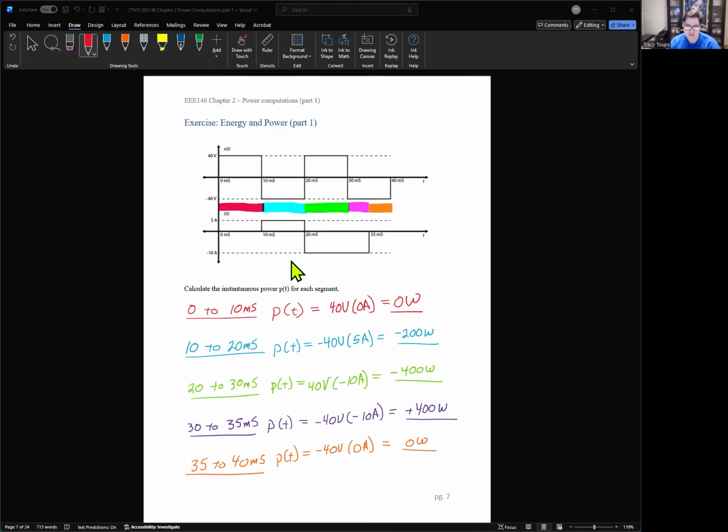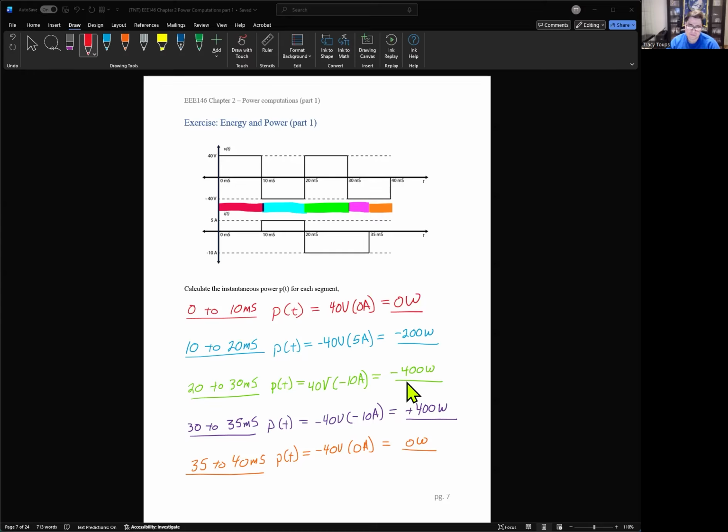And then at 20 milliseconds up until 30 milliseconds, the voltage snaps back to 40 volts and the current flips to negative 10 amps. So for green, from 20 to 30 milliseconds, instantaneous power is 40 volts times negative 10 amps. So we can get a negative 400 watts.